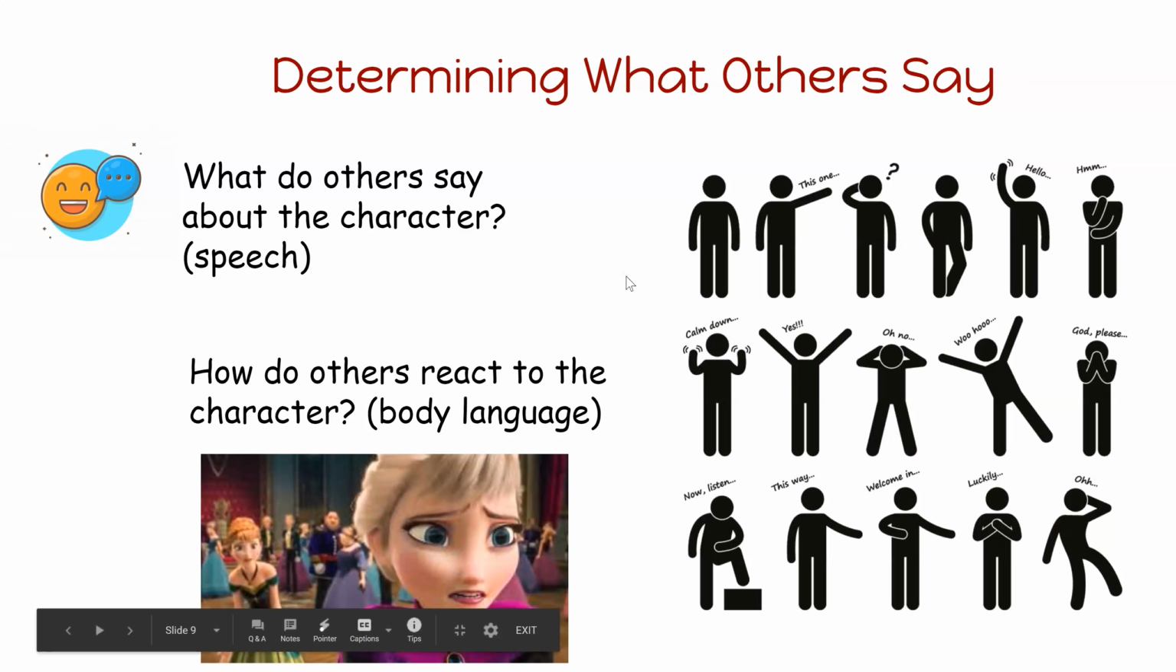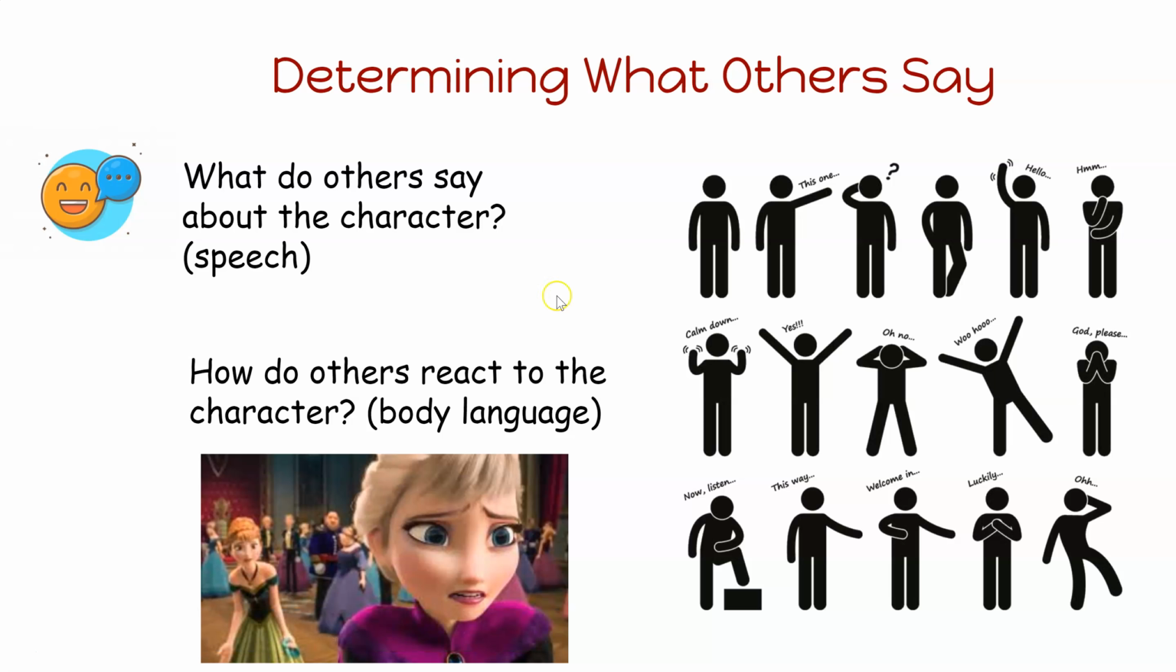Take a look at this picture here from Frozen 2. If we look at Elsa's body language, how would you describe her right now? Yeah, I would say that she's worried or even confused.